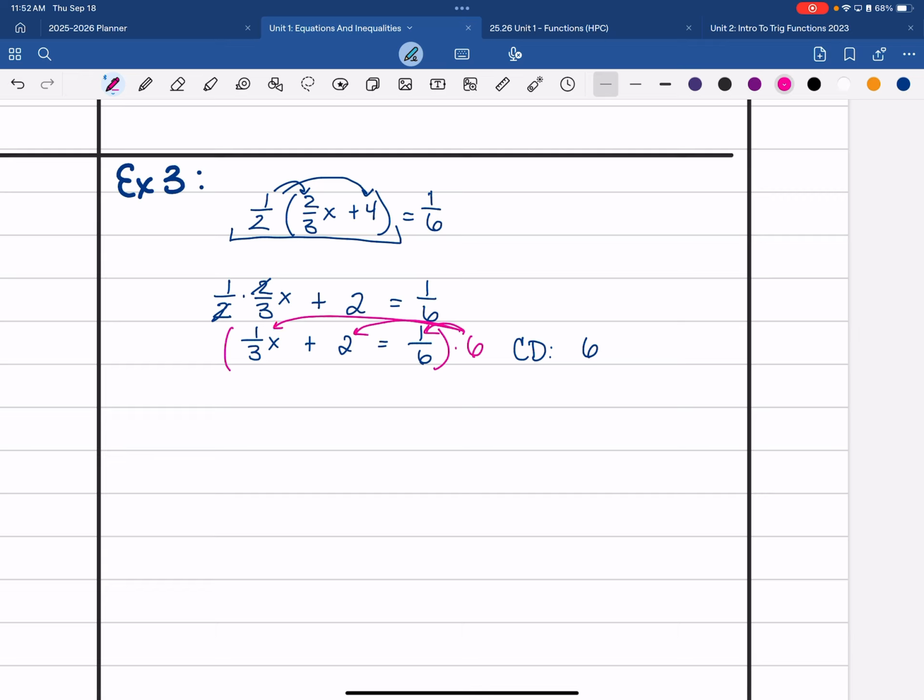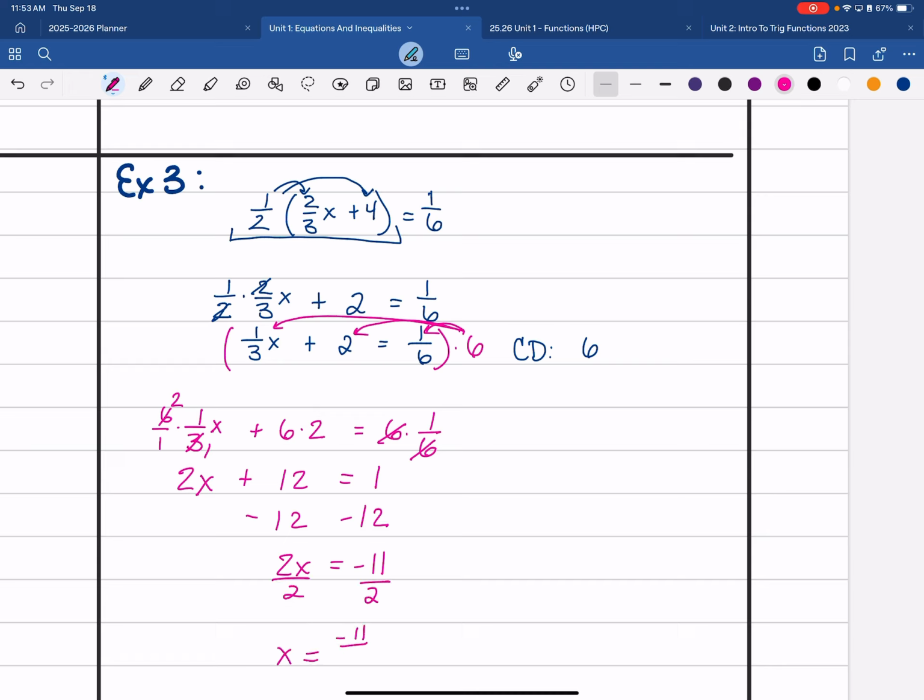So 1/3 times 6, I'm multiplying everything by 6. 6 times 2 and 6 times 1/6. So 6 times 1/3, or a third of 6, is just 2x. Again, cancel that out, divide by 3, I get 2, plus 12 equals 1, because my 6's cancel. I subtract 12, and I divide by 2. And again, if this fraction, even though it's improper, is simplified, that is a totally justifiable answer.